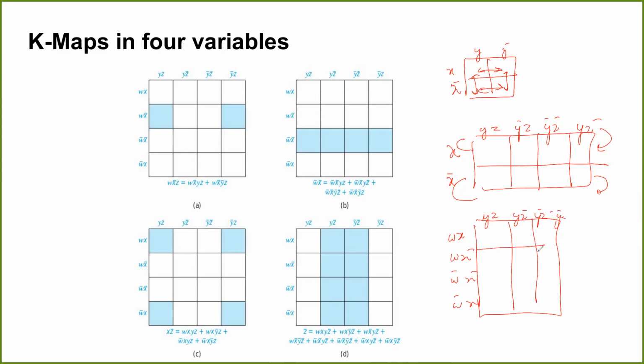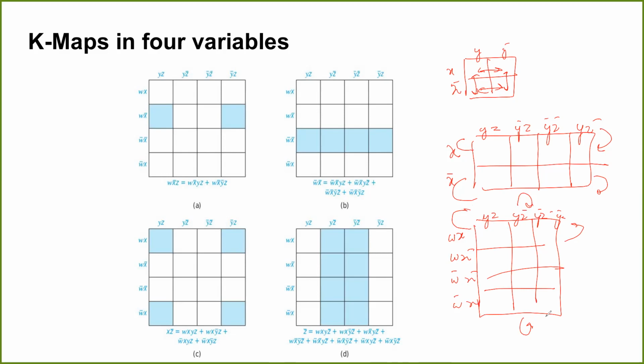In this case, as I mentioned already, not only do you have left right wraparound, you also have top bottom wraparound. These wraparounds help you identify the largest possible box. Whenever you are going for minimization, always start with the largest possible block that would cover all possible ones. So that's about K maps.